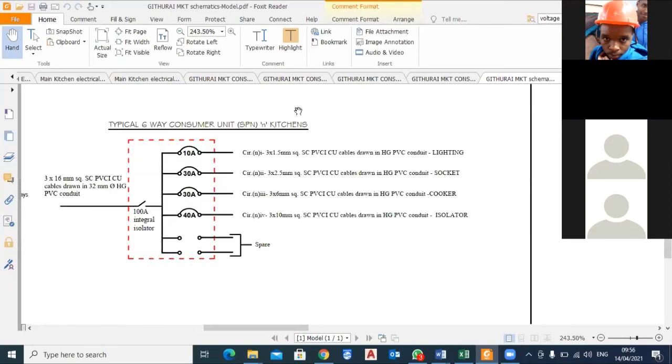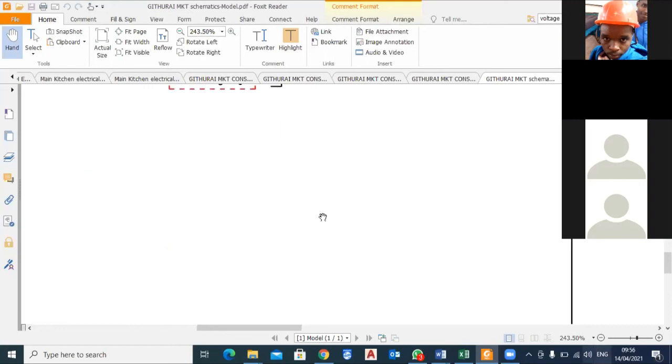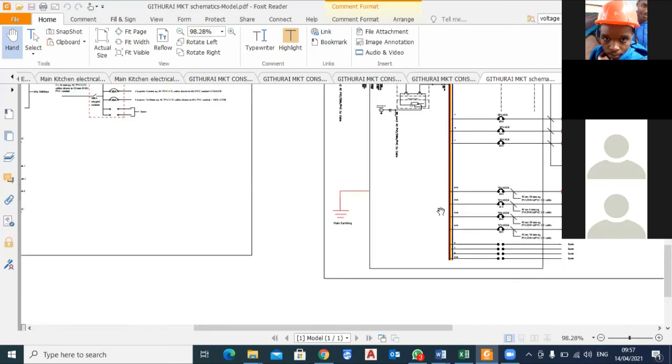If I come to a 6-way consumer unit in the kitchen, again, circuit N, ya kwanza unaona ni 10 lighting, ya pili unaona ni 30 na ni sockets, hii ingine ni 30 na ni cooker, alafu ingine 40 ni isolator. Maybe kulikuwa na mchanganyiko hapo. So that's how you name them.